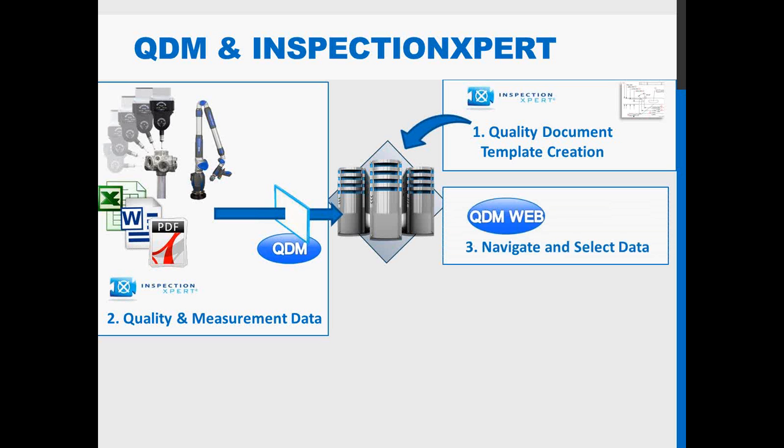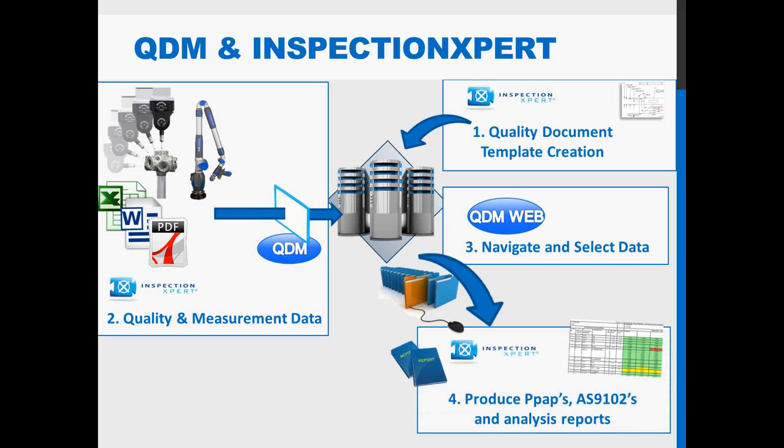Then you access QDM through our QDM web. This is the web-based interface for QDM. It allows you to use any web browser to navigate and select your data. So I can go through and I can drill down to the specific parts, plans, program, and I can select a set of data from that particular program, and I can populate my templates with it.